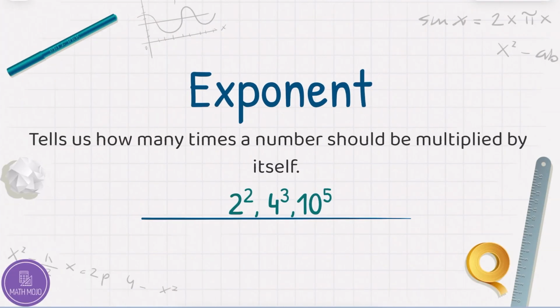So let's start off with the definition of an exponent. It tells us how many times a number should be multiplied by itself. So over here we have 2 to the power of 2, and the smaller 2 would be the exponent. Now we have 4 to the power of 3, and the 3 would be the exponent. And then our last example, we have 10 to the power of 5, and 5 would be the exponent.